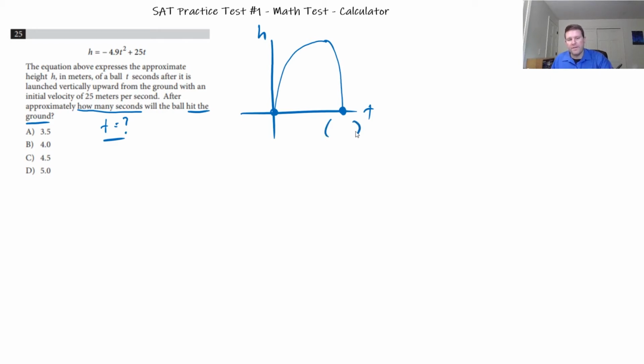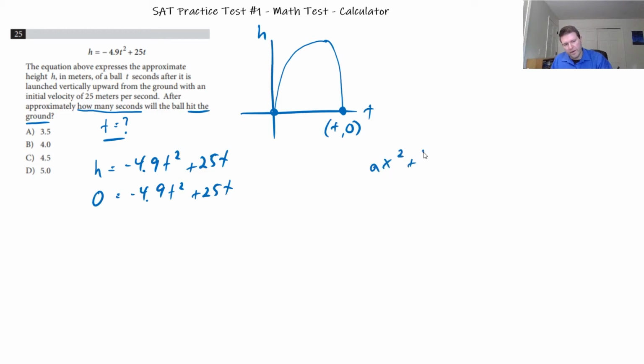So think about the height. When it's hitting the ground, we know the height is 0, which tells you what to do. We want to plug in 0 for the height. I'm going to use a simpler example to help us figure out how to solve this. A lot of people are tempted to square root, but you're not going to be able to because you've got a t variable over here as well. This is what I call ax squared plus bx equals 0 factoring.